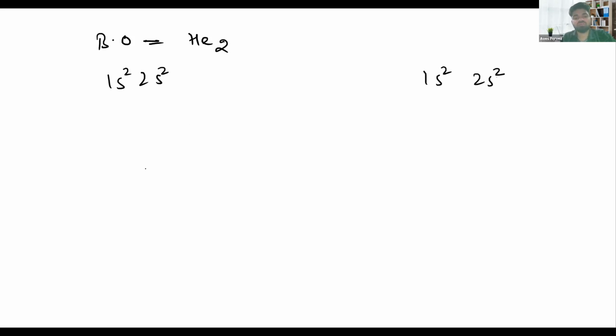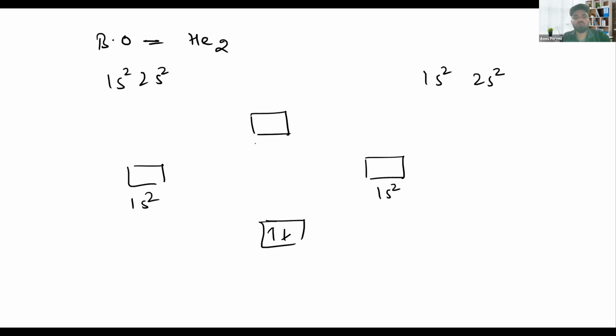When the 1s orbitals combine, 1s2 and 1s2, there are 4 electrons total. The 4 electrons will be shared, 1, 2, 3, 4. These are the molecular orbitals. This is sigma bonding 1s2, and this is anti-bonding sigma 1s2. So the total number of electrons in bonding and anti-bonding is the same.